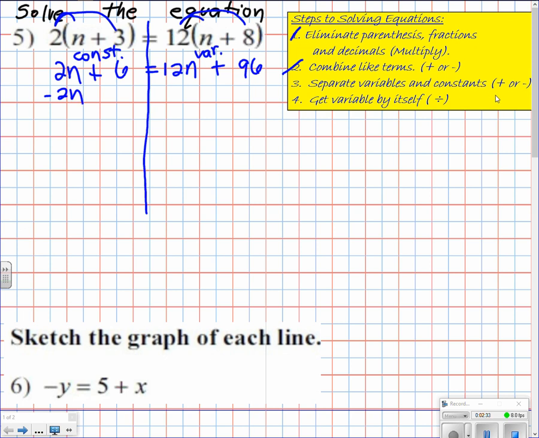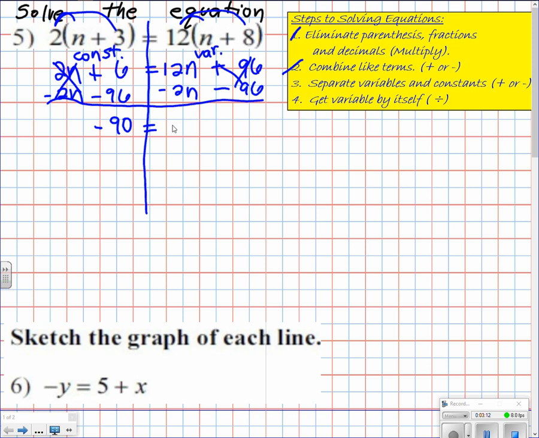Remember, you must add or subtract. Minus 2n. And the reason why you subtract is the following: these are opposites, they're going to cancel. Constants, numbers only. Variable means letters. Do all three of these have a letter? Who doesn't have a letter? Get rid of 96. I'm going to do the opposite. Plus 96 will be negative 96. And these are opposites, they will cancel. 6 minus 96 will give you negative 90.